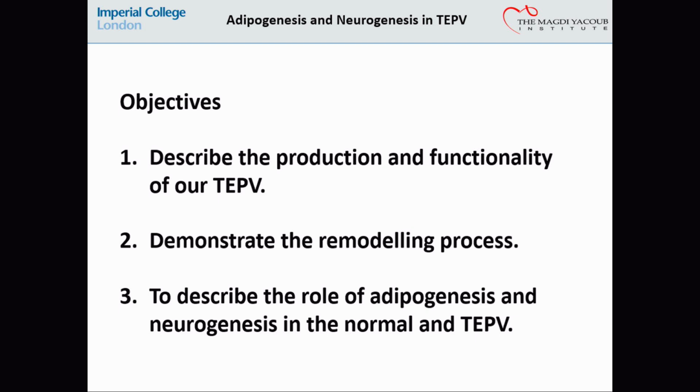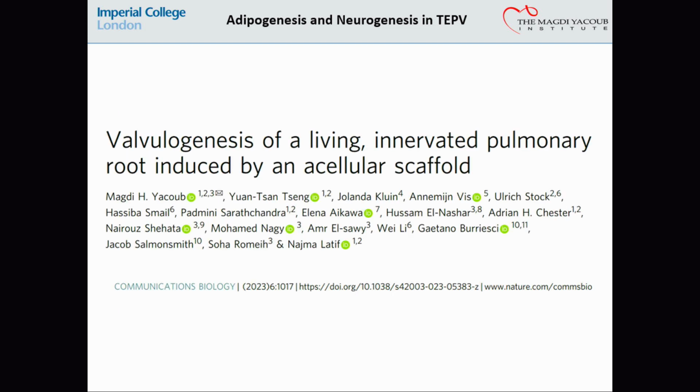So the objectives of my talk are to describe the production and functionality of our tissue-engineered pulmonary valve, demonstrate the remodeling process, and then describe the role of adipogenesis and neurogenesis in the normal valve compared to our tissue-engineered pulmonary valve. So we published this paper describing valvulogenesis in a living, innervated pulmonary root. And we use an acellular scaffold, and I will describe how we achieve this remodeling in our acellular scaffold.